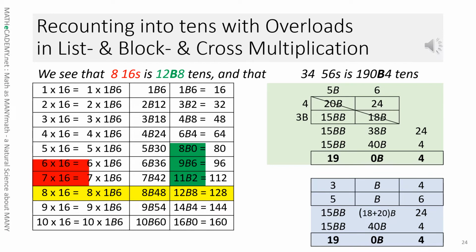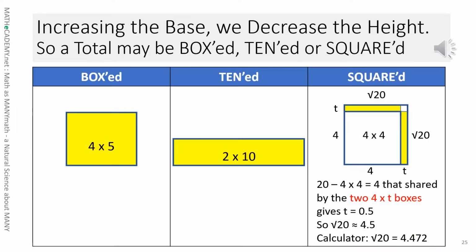So, decreasing the base from 16 to 10 will increase the height from 8 to 12.8, to keep the same total. In the multiplication block we see that 34 56s recounts as 190.4 tens. Again, decreasing the base will increase the height, to keep the same total. The same result comes from down and cross multiplication. Increasing a total's base will decrease the height, and vice versa. So a total may be boxed, tenned or squared.